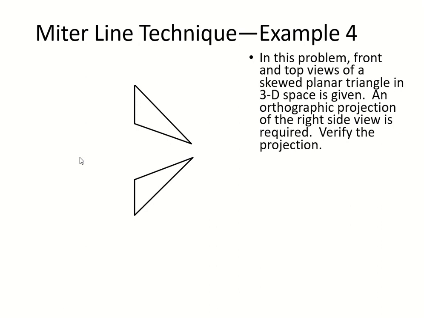Example 4 for our mitre line again. So here we have, say, a triangle, this time not a line anymore. And when you take a look at it, we're given your top view and then your front view, yes? And then they want us to get the projection on the side, the right side view, okay?